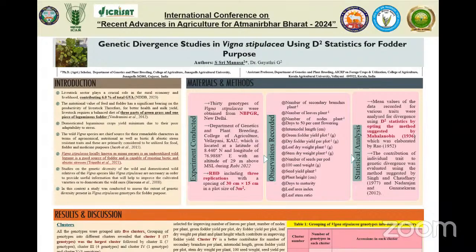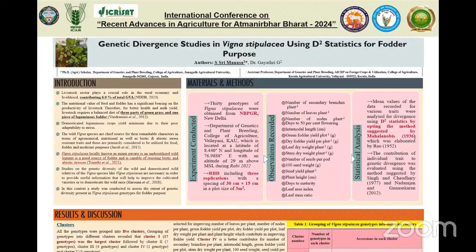So among these wild Vigna, Vigna stipulosia is an underutilized wild legume, also called mini payalu, which was reported as a good source of fodder and stress resistance. So genetic diversity studies of wild Vigna species like Vigna stipulosia will help in providing information which can be used for domesticating wild species or improving cultivated species. So considering this, a study was conducted to assess the genetic diversity present in the Vigna stipulosia genotypes for fodder purpose.